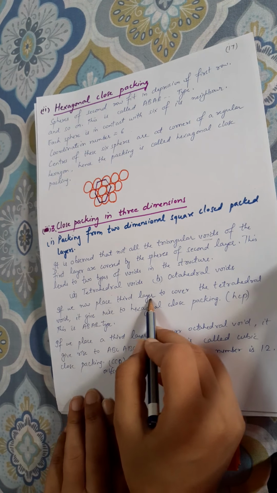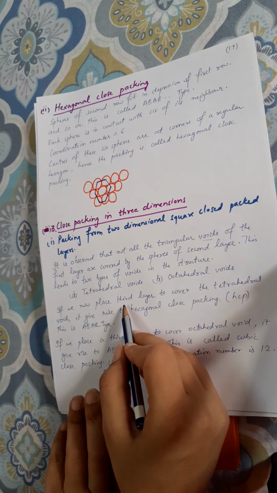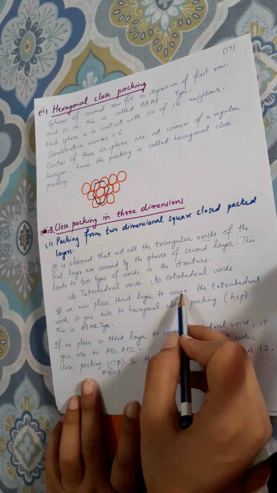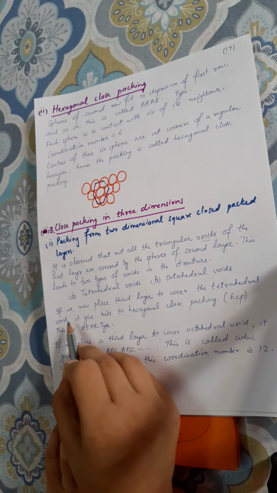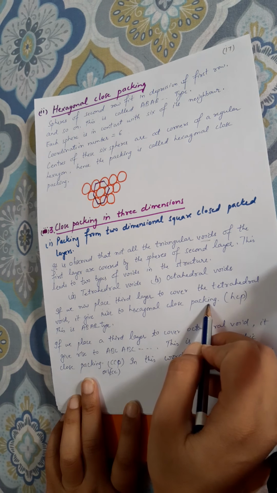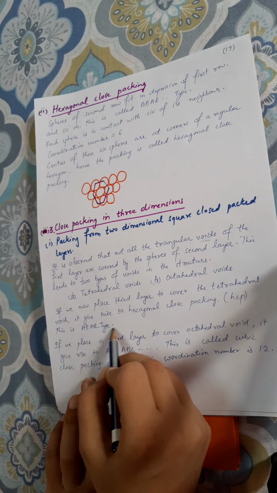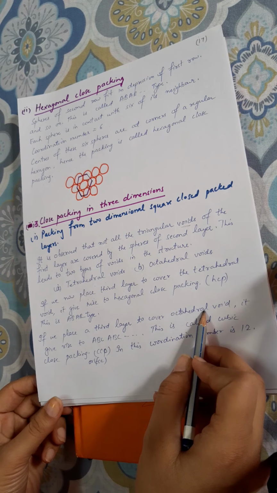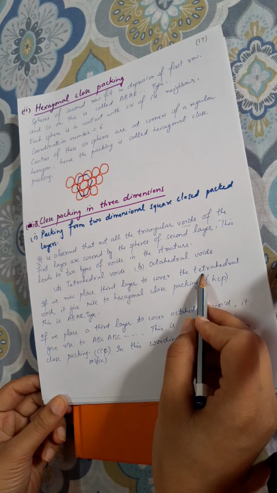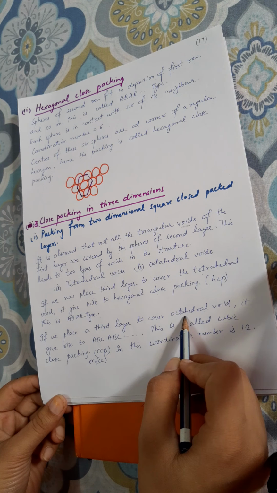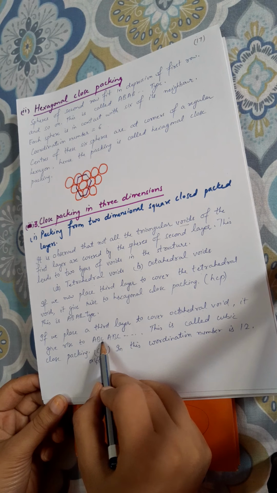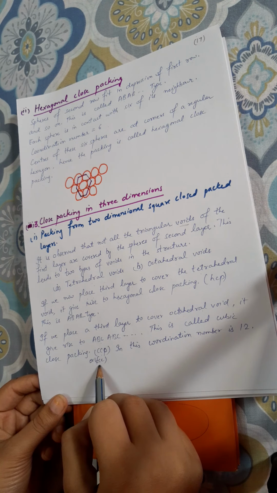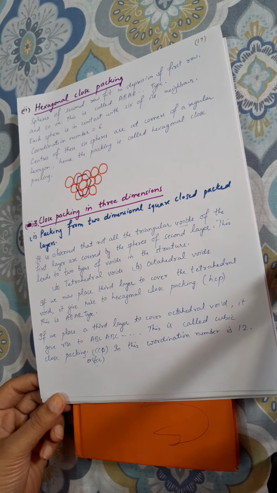If we now place a third layer, this is 3 dimensional, so I am not able to draw it on the paper. If we place the third layer to cover the tetrahedral voids, it gives rise to hexagonal close packing, which is ABAB type. If we place the third layer to cover the octahedral voids, it gives rise to ABC type. Tetrahedral means surrounded by 4, octahedral means surrounded by 6. This is called cubic close packing or FCC. In this, the coordination number is 12.